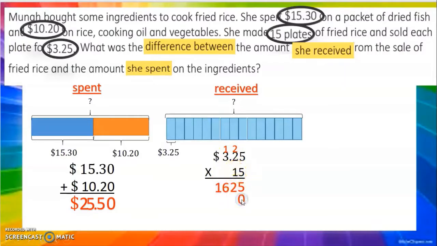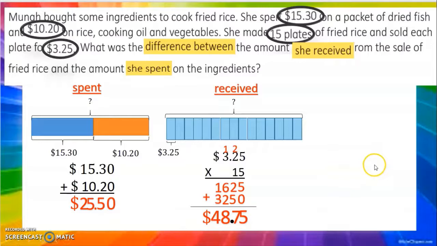Next, put 0 on the ones place, then multiply 1 to the numbers on top. 1 times 5 is 5, 1 times 2 is 2, 1 times 3 is 3, then add the products. 5 plus 0 is 5, 2 plus 5 is 7, 6 plus 2 is 8, 1 plus 3 is 4. Then, we're going to count how many decimal places here. So we have 2. So we're going to count 2, then write the decimal point. So we have $48.75 she received from the sale.